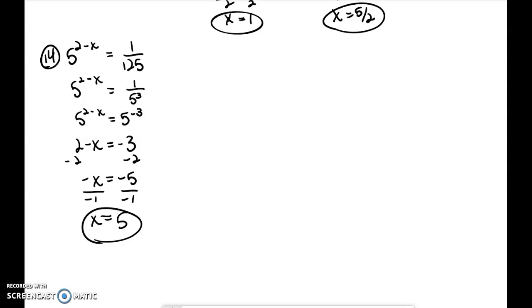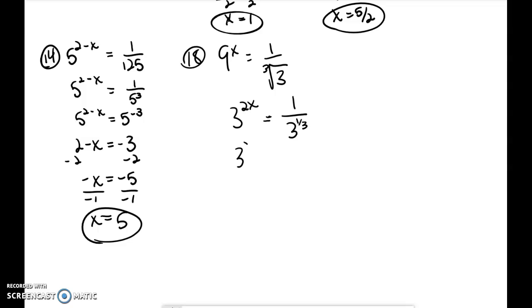One more just to review exponent rules. If we look at number 18, this one said 9 to the x is equal to 1 over the cubed root of 3. And so 9 can be rewritten as 3 squared. So again, those exponents would multiply and I would end up with 3 to the 2x. And my fraction with my radical can be rewritten as 3 to the 1/3. And so whenever I move that to the numerator of my fraction, it makes it 3 to the negative 1/3. So 2x equals negative 1/3.